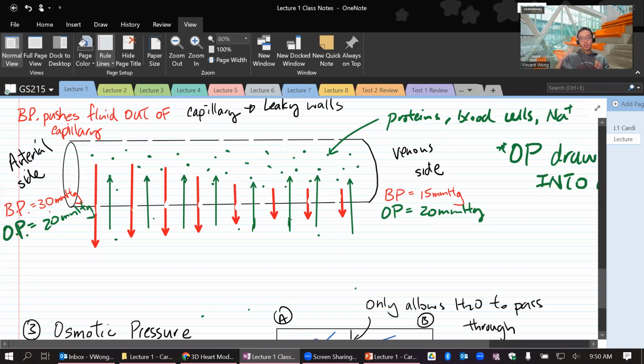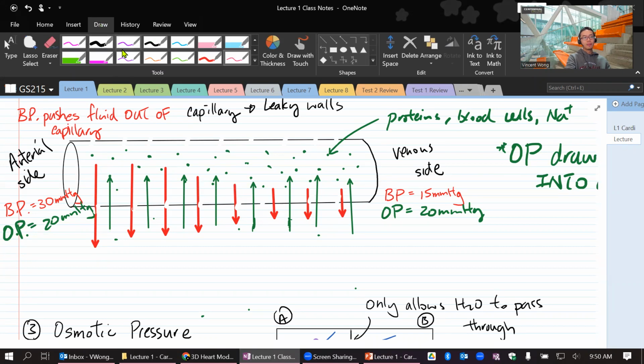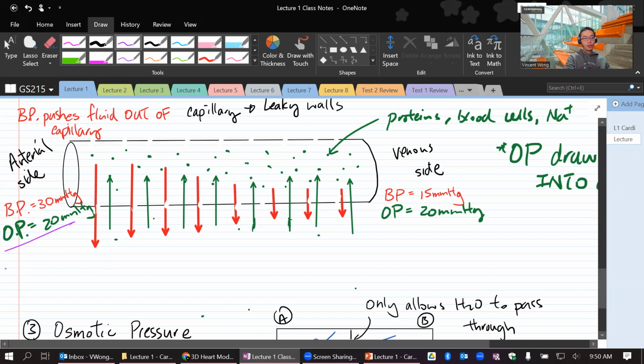These two opposing forces: the BP is pushing things out, the OP is trying to bring the fluid in, and depending on which one is stronger, the overall net effect will be different. So on the arterial side, we have 30 mmHg pushing things out and 20 mmHg bringing it in. If you do the calculation over here, the net pressure is actually going to be 10 mmHg in what direction?